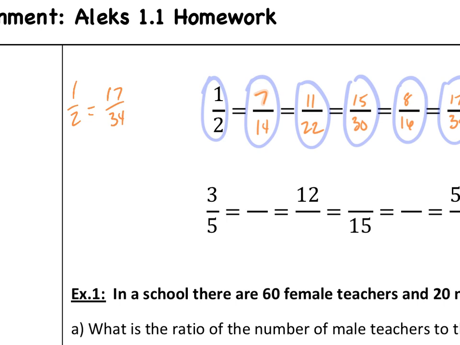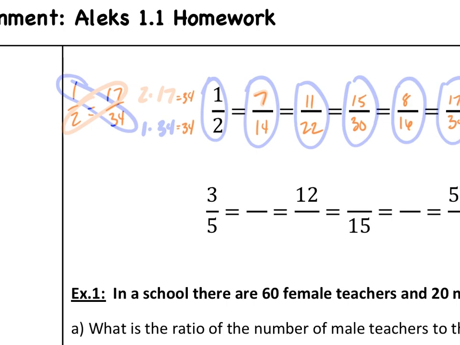Now a lot of you would tell me you've learned a rule called the butterfly method. So if I look here, 1 times 34, and if I look at this one, 2 times 17, they're equivalent, because 2 times 17 is 34, and 1 times 34 is 34. So these cross products are equivalent if two proportions are equivalent. Okay, we're going to use that later.